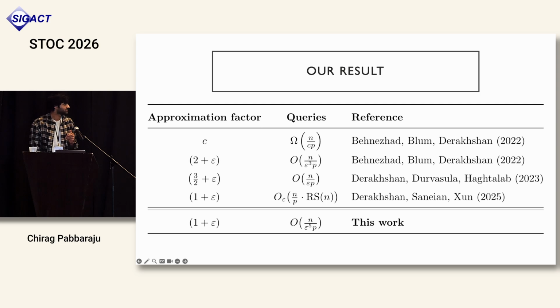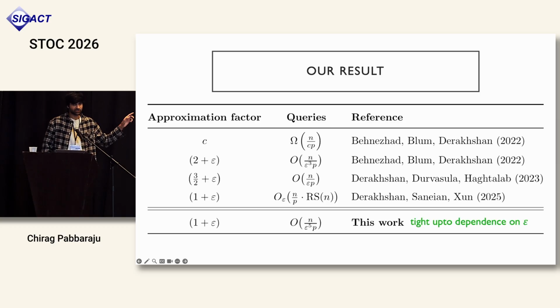And so in this work, we give a 1 plus epsilon factor approximation for this problem. The number of queries we use is order n over p times 1 over epsilon to the 5. So up to the dependence on epsilon, this number of queries is optimal given the lower bound by Behnezhad, Blum, and Derakhshan.